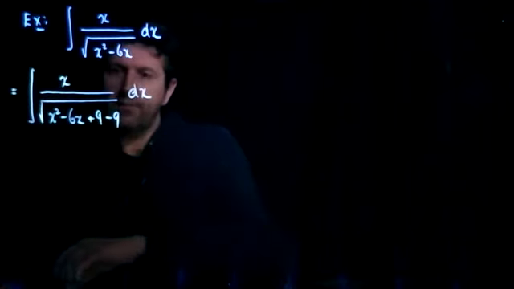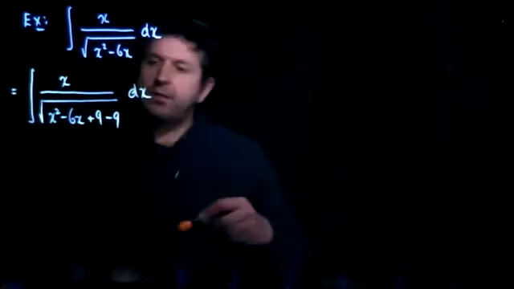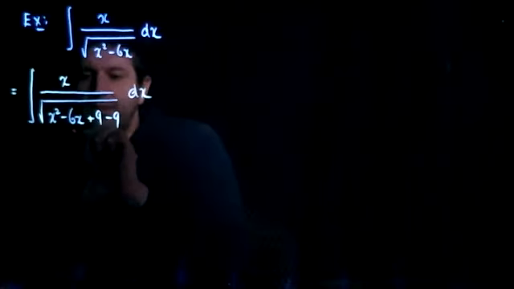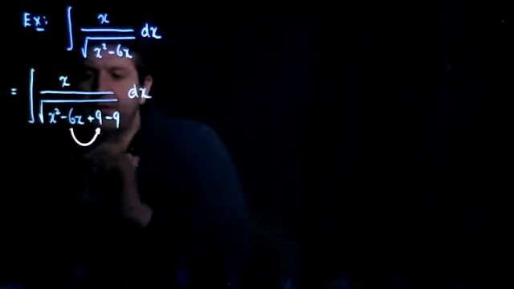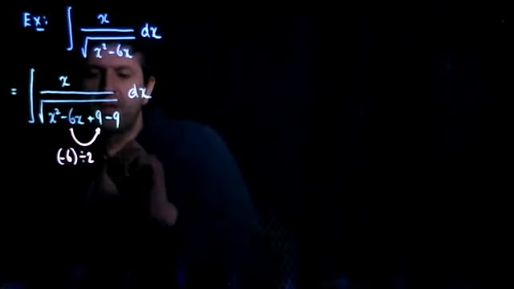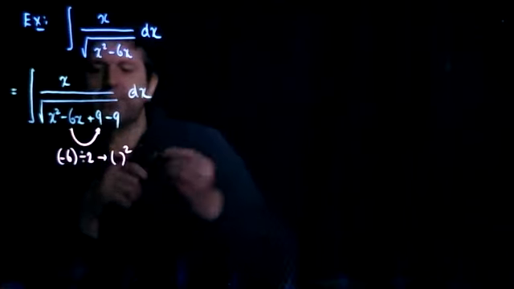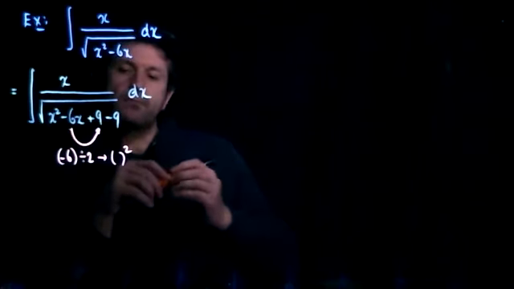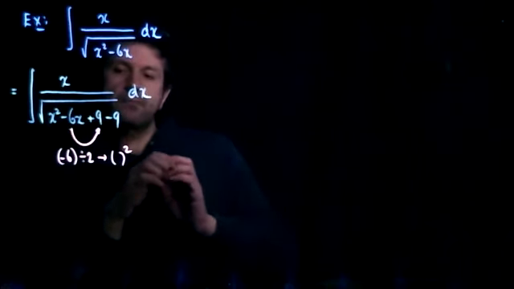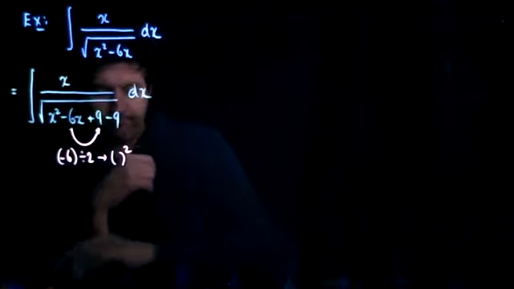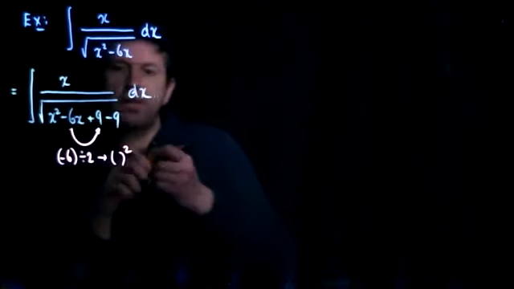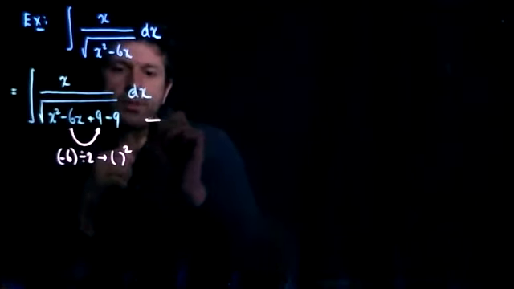Sorry, how did you get the 9? The 9 is, I did this to here. I did negative 6. So I divided by 2. And then I squared it. Okay. Okay, so here we're just completing the square.